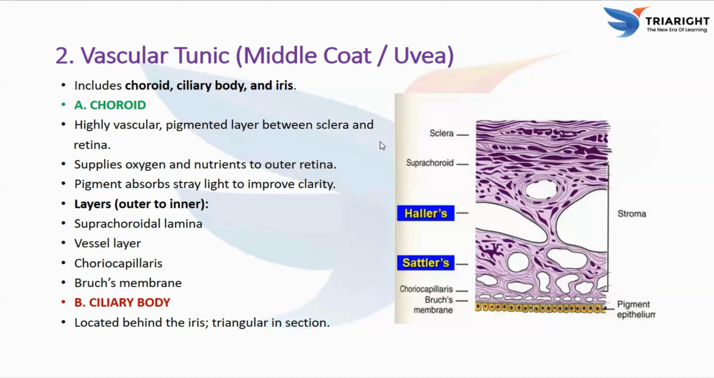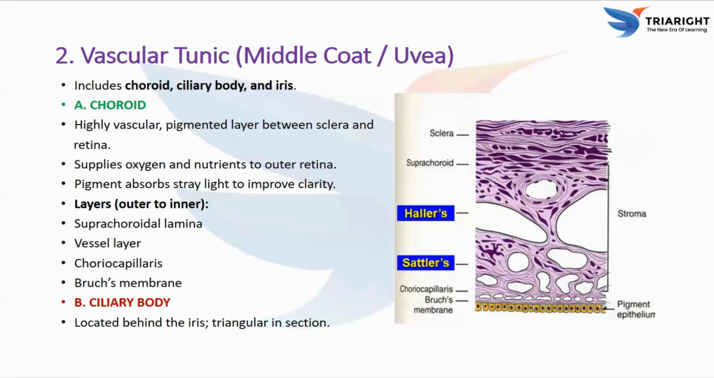Next to suprachoroidal layer, you will find the vessel layer, which is also called Haller's layer. So what is Haller's layer? It contains the large caliber vessels. So this supplies the deeper choroid and sclera. It is shown as the Haller's label in the diagram. You can clearly see this.